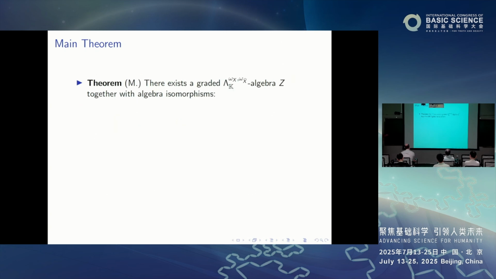So here's the main theorem. There exists a graded algebra over the intersection of these Novikov rings, together with the following algebra isomorphisms. If I take this algebra Z and tensor it with the Novikov ring associated to X, I get the quantum cohomology of X. And if I tensor with the Novikov ring associated to X hat, I get the quantum cohomology of X hat. So that's the main theorem.